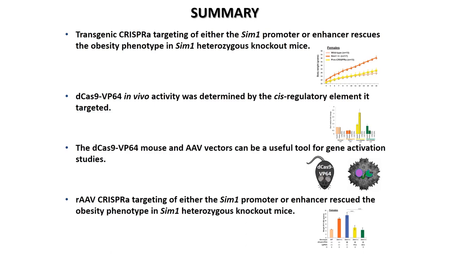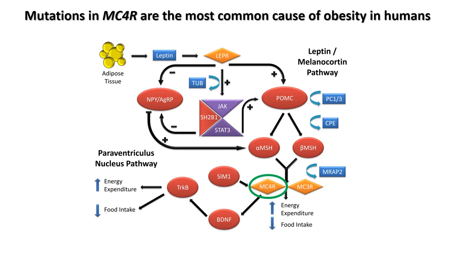And finally, and most importantly for me, the AAV approach actually managed to rescue the obesity phenotype in these mice, suggesting that it could be used as a therapeutic for many other haploinsufficient diseases. To show that this approach could be used for other genes and not just SIM1, we went after another leptin-associated gene, MC4R, which is actually the top most mutated gene in humans that leads to obesity.